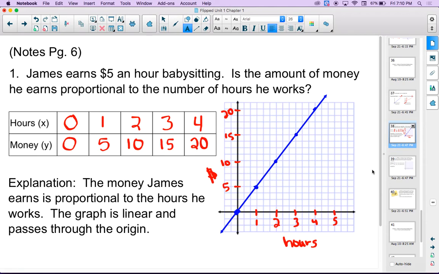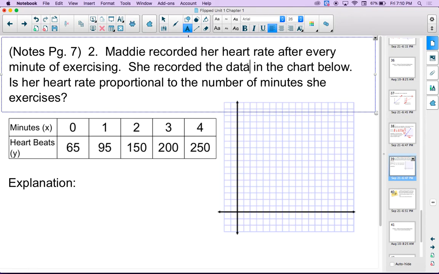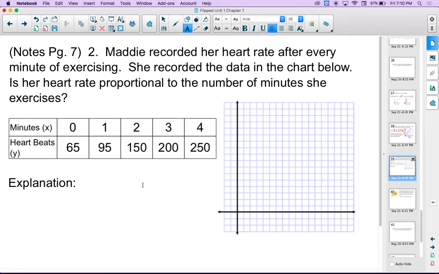I'm just going to take you to page 7 for a quick second to look at number 2. Number 2 has a little bit of a typo in it. Number 2 should say Maddie recorded her heart rate after every minute of exercising. She recorded the data. Oh my goodness, this should say data. It's a second typo. In the chart below, is her heart rate proportional to the number of minutes she exercises?